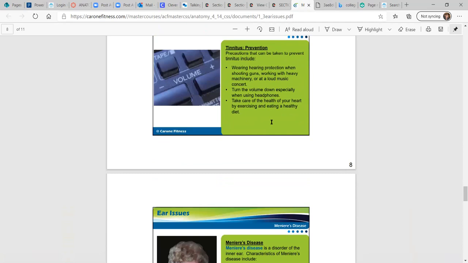How do you prevent it? Preventing tinnitus can include wearing hearing protection, if you're shooting guns, if you're operating machinery that's very loud in a construction site or in a factory, or if you go to a lot of concerts like me. I would look online or go to the store to find earplugs. They have normal earplugs that you can wear for operating heavy machinery, and those are just the foam ones that you stick in. Or they have those over the ears that are even better protection.